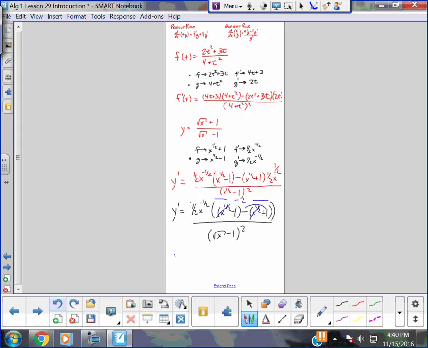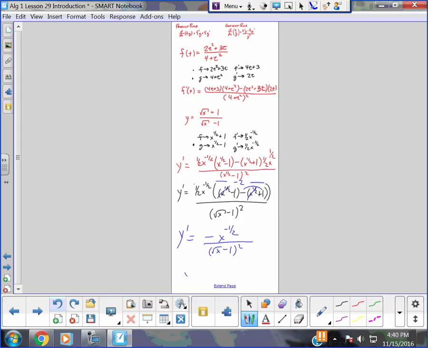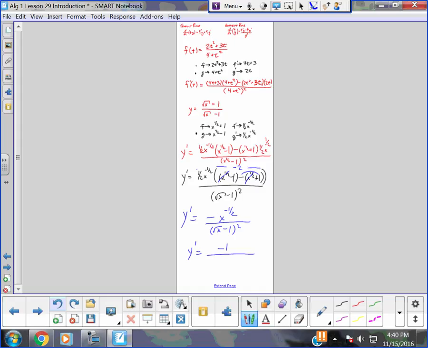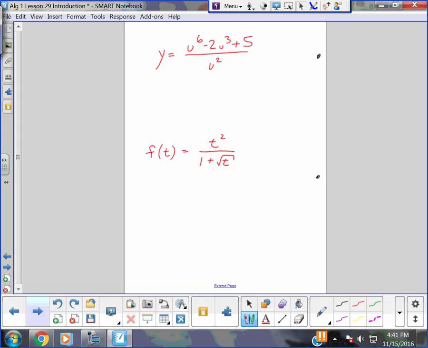Well, so I can write y prime now as negative x to the negative half all over square root of x minus 1 squared. And a lot of times we wouldn't leave it on a multiple choice test. I think it would look a lot like this. And we just did the derivative of that function. A couple more.